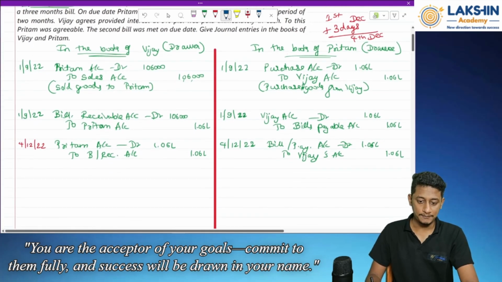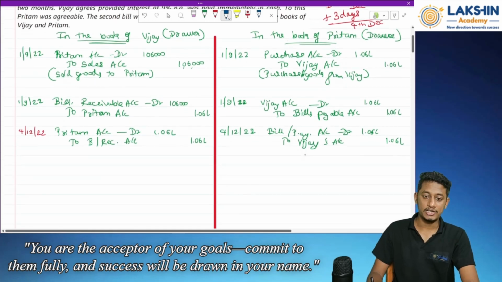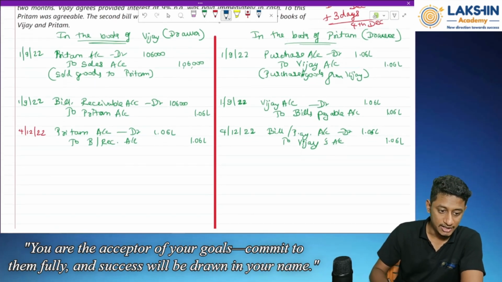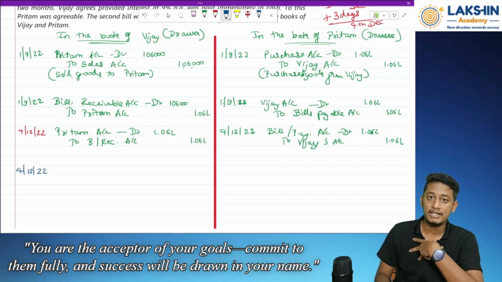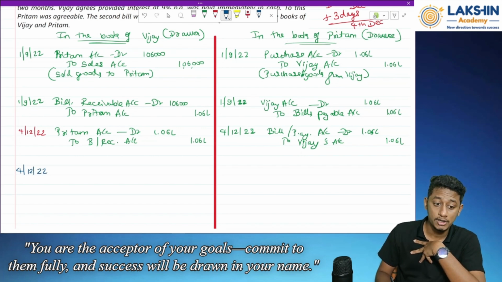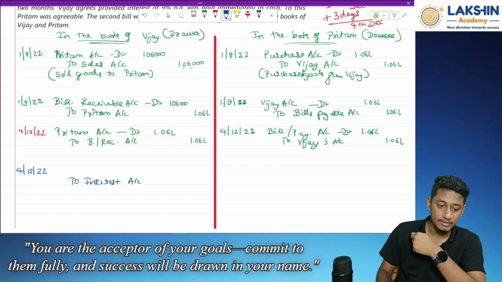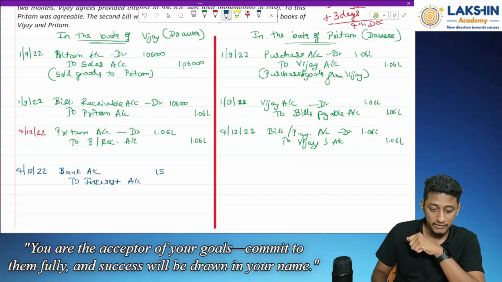Now going back, let us pass the journal entry for interest first. Let us pass the journal entry on the same date, that is on 4th of December 22. Interest entry. Whatever interest I receive will be an income to me. So to interest account. Then I am receiving the money, so bank account, rupees 1,590.